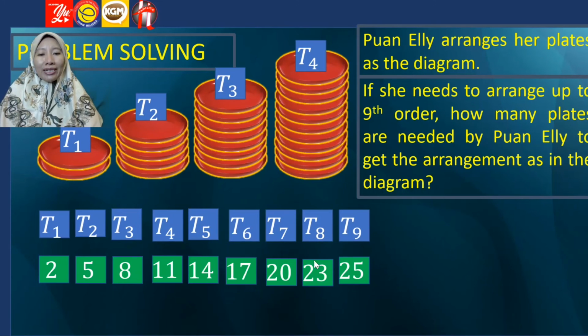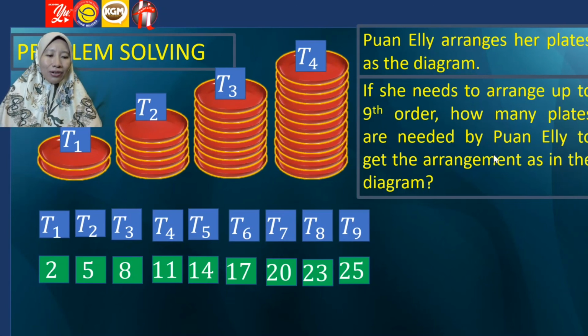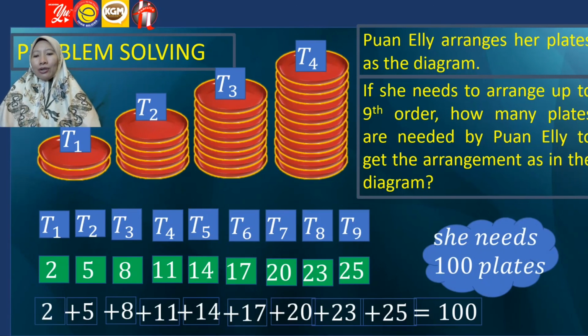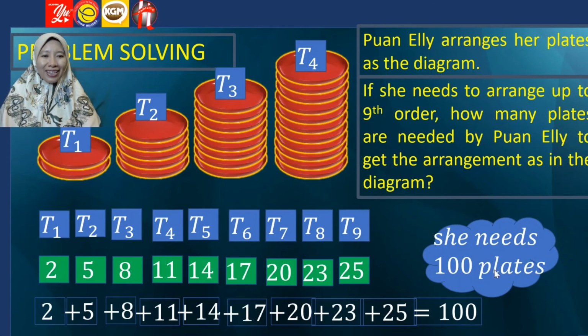Terms number 8, you have 23 plates. Term number 7, you have 20 plates. Term number 6, 17 plates. Terms number 5, 14 plates. Okay, so to get the total, we just plus all these plates, and is equivalent to 100. Therefore, Puan Ellie needs 100 plates in order for her to arrange up to 9 order.